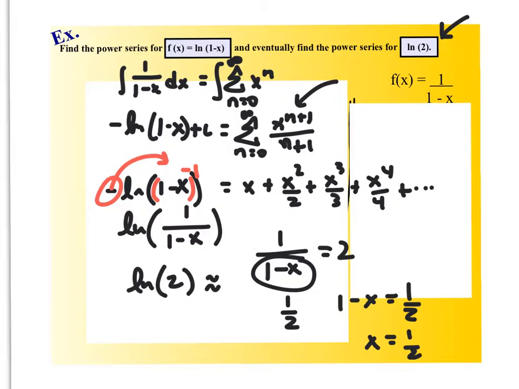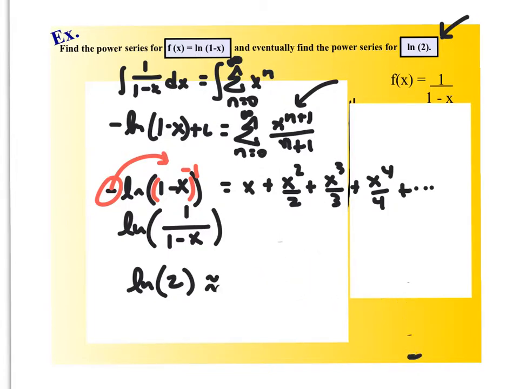So let's clean this up here. If I plug in 1/2 for x, I should get the natural log of 2. So let's do this.